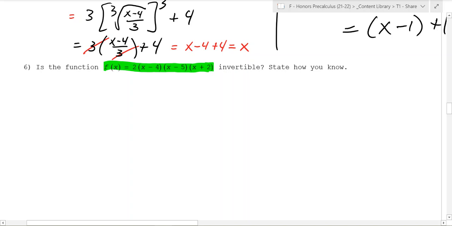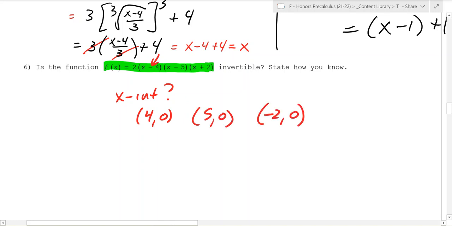But you can check this easily, because does it pass the horizontal line test? Well, you know that it has how many x-intercepts? It has how many x-intercepts? Well, at 4, 0, because of this term, and at 5, 0, and at negative 2, 0. It means that this function does a bunch of things, but it hits the x-axis in 3 places.